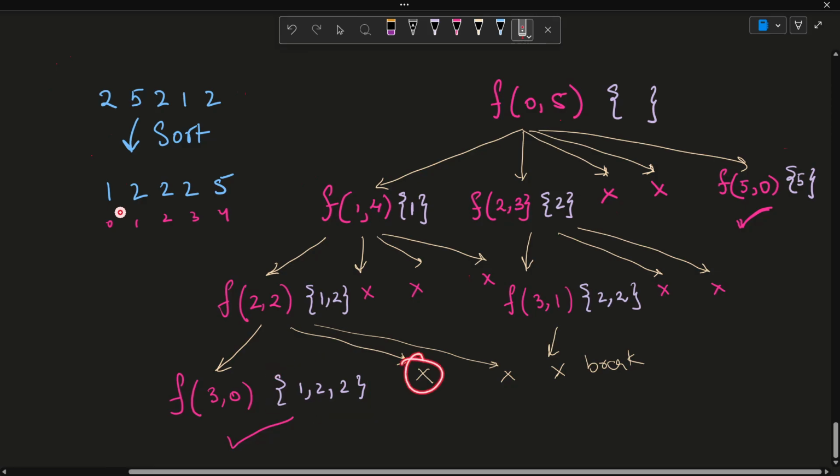In this case, again, since we have a repeated element like this, we don't go here, and we don't take this 5 because of the break statement, because this value is greater than the target, so we cannot actually achieve this any further. This array is sorted.